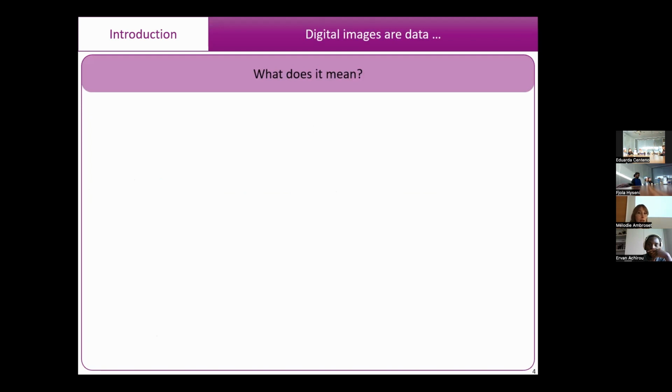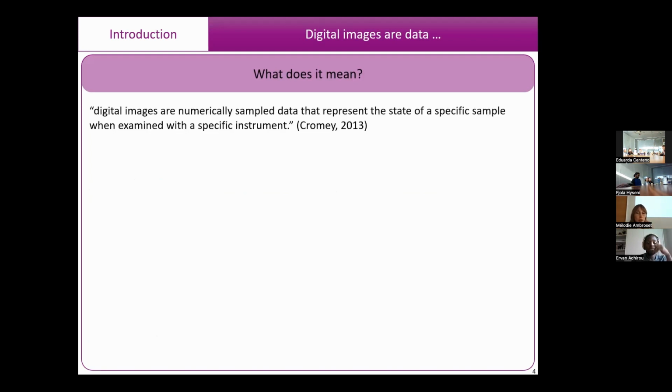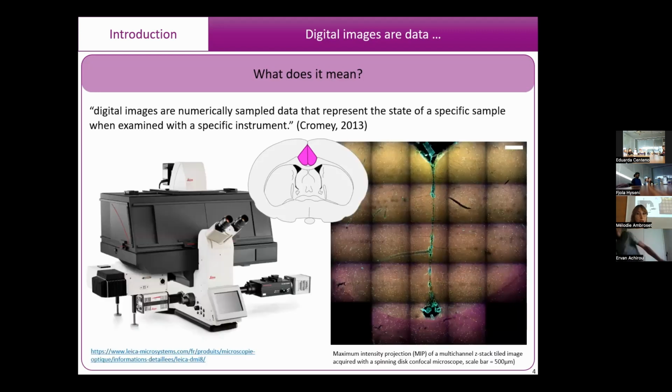So first of all, I want to remind that digital images are data. What does it mean? It means that digital images are numerically sampled data that represent the state of a specific sample, for example, for us, frame slides, when examined with a specific instrument. And in our case, often it's any sort of microscope.